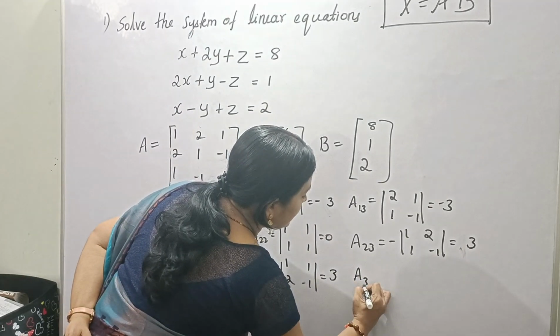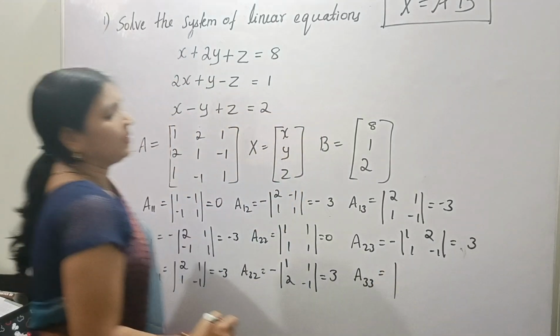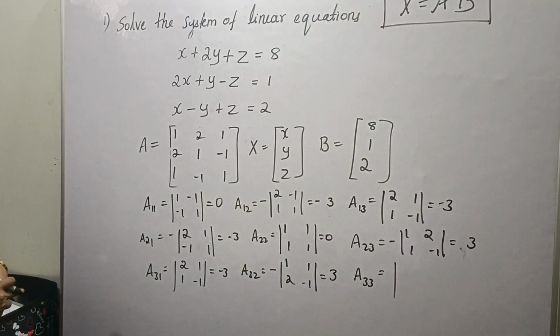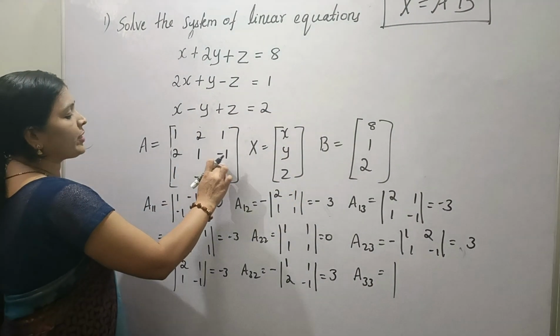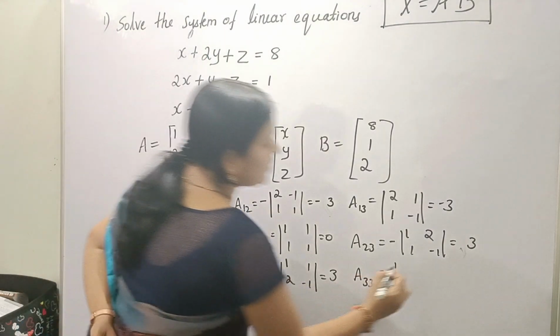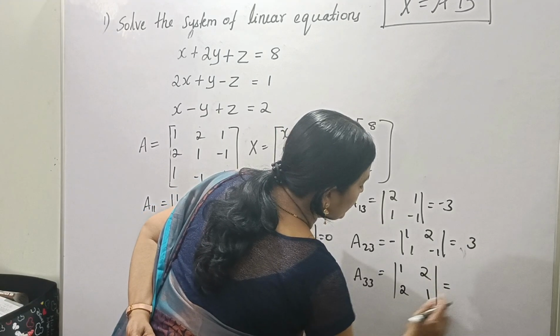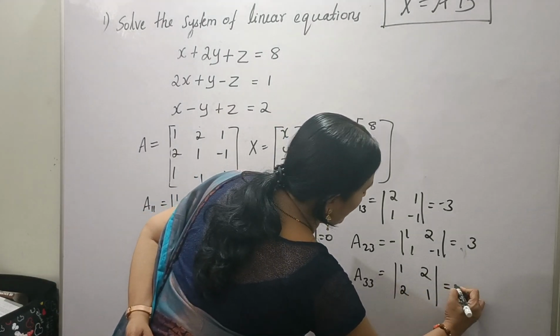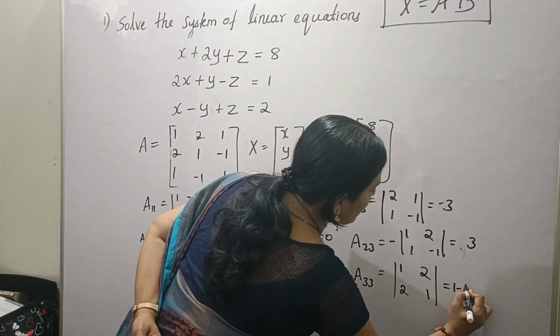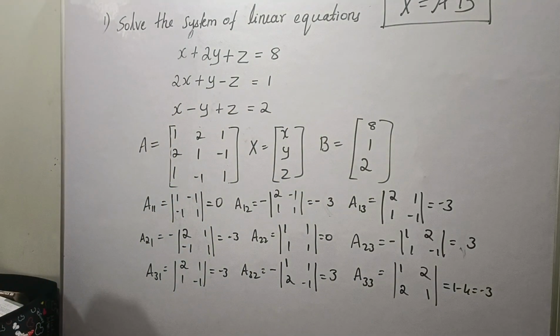Next is A33. A33 is equal to, here it is plus. The cofactor of this 1. Remove this. So 1, 2, 2, 1. That is equal to 1 minus 4, that is minus 3. Now let's write the cofactor matrix.